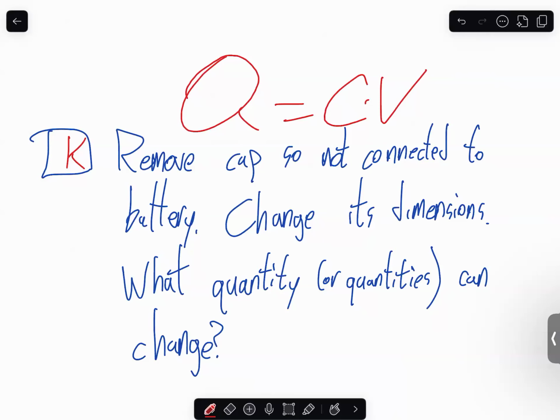Let's imagine the charge doubles. I used to have 4 nanocoulombs, now I have 8 nanocoulombs. Where did that come from? Did the charge all have babies? I removed it from the circuit. The capacitor is not connected to anything that can provide or remove charge.